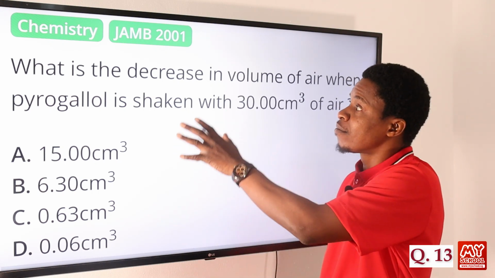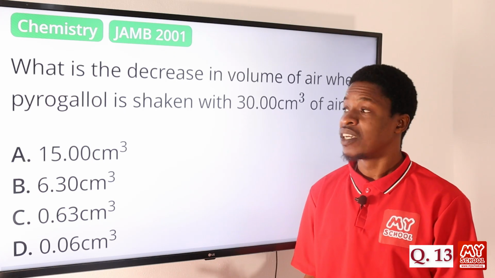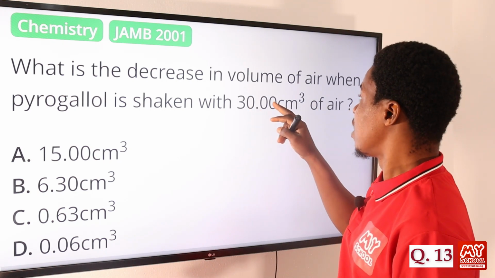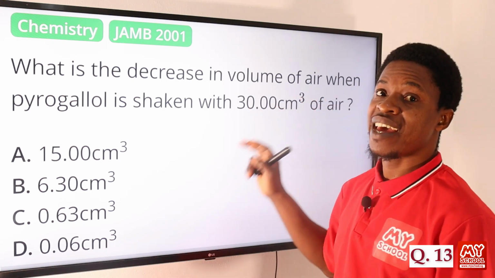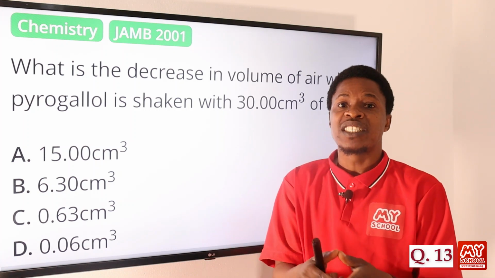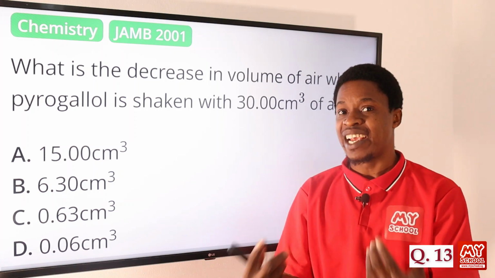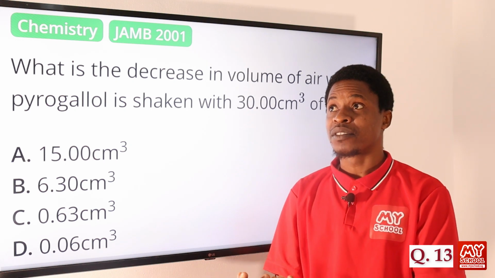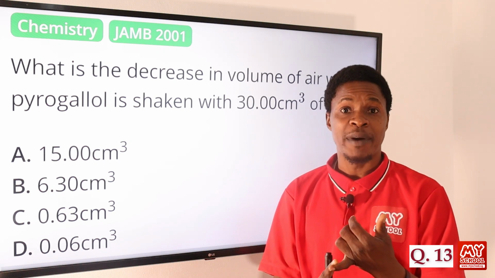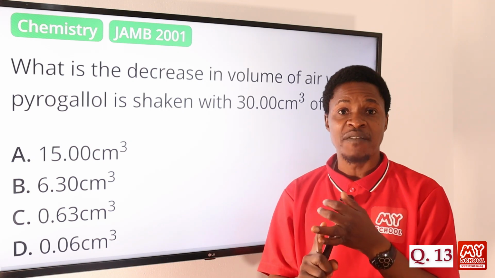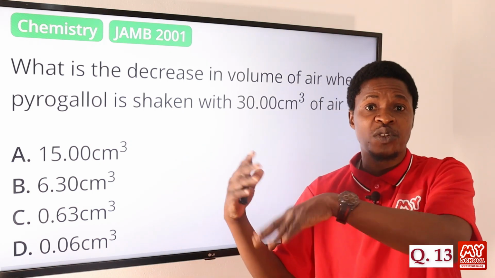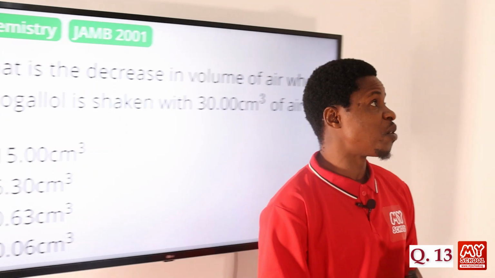So if you want to find out the decrease in volume, I think it's a straightforward question. We're told that we have pyrogallol shaken with 30 centimeter cube of air. And when we talk about air, we are talking about oxygen. So the question is, what is the percentage volume of oxygen in air? When we talked about air in one of our video lessons, we said nitrogen makes up about 78%, oxygen about 21%, and then we have argon, noble gases, and other impurities. So let's look at the board now so we can see how to go about that.